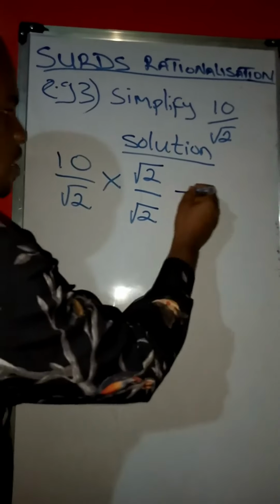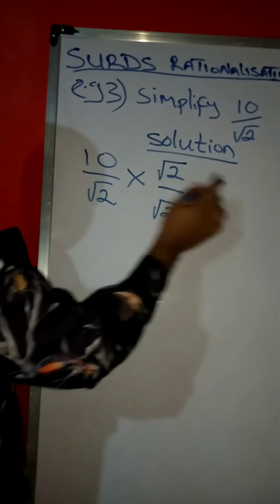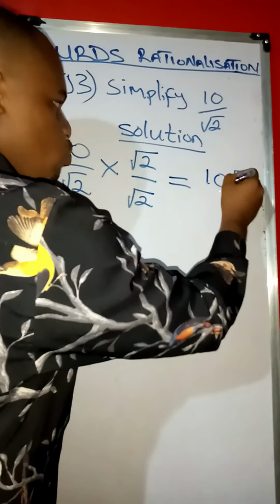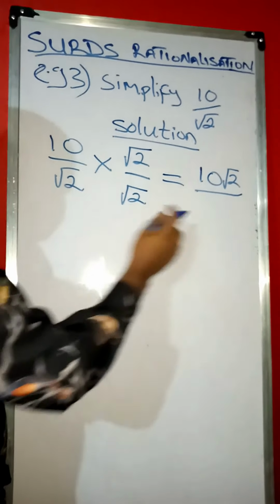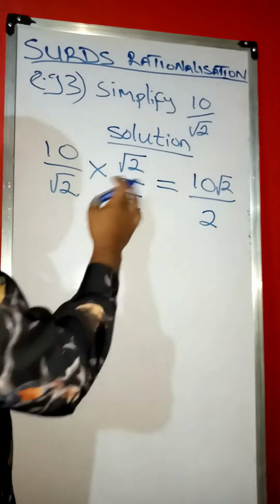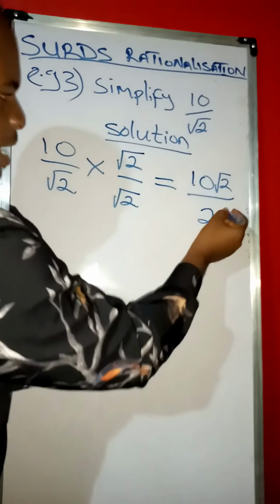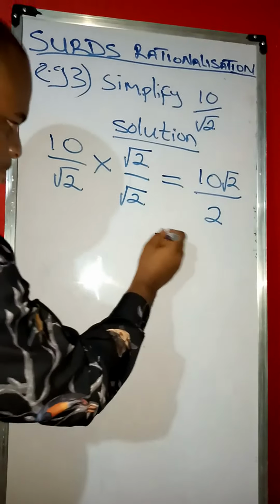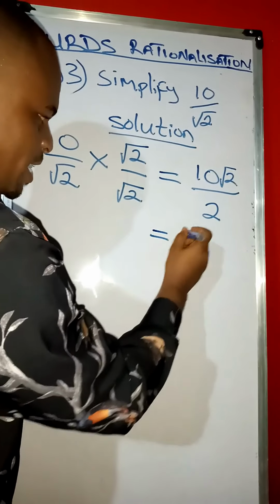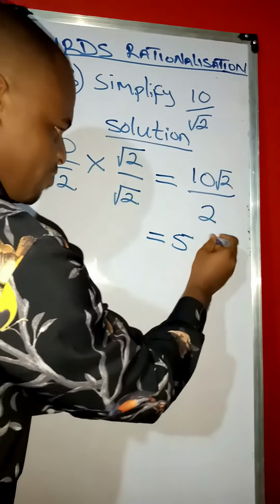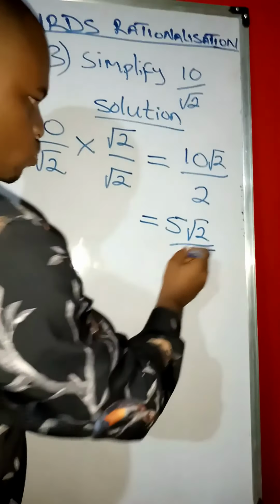Now, 10 times root 2 is 10 root 2. Denominator times denominator, root 2 times root 2 is 2, because the square root will go out. Now, I can simplify this further. 10 over 2. How many times can 2 go into 10? 5. Then I have my root 2.